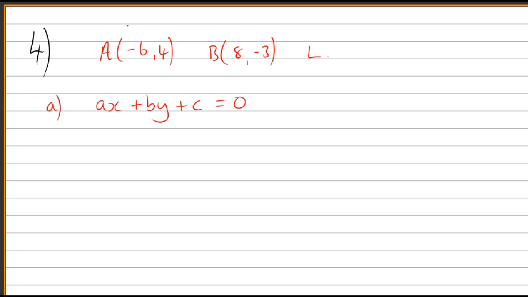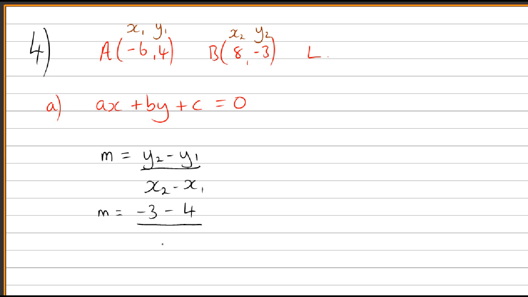Okay, so if I just label these 2 points x1, y1, and x2, y2, the formula for the gradient given 2 points is the difference in the y values divided by the difference in the x values. So this is a case of just basic substitution. y2 is -3, y1 is 4, so I'll take 4 away, divided by x2, which is 8, minus x1, which is -6.